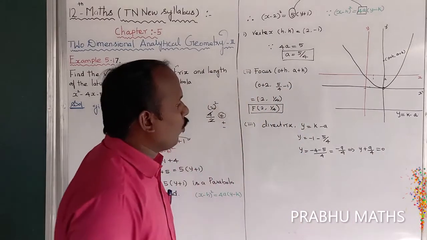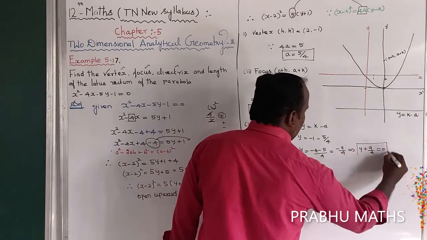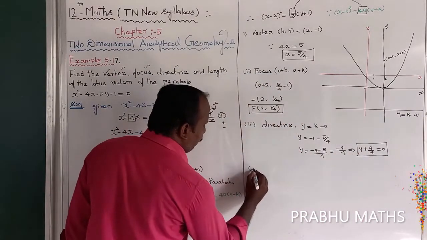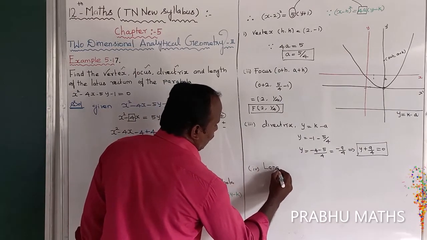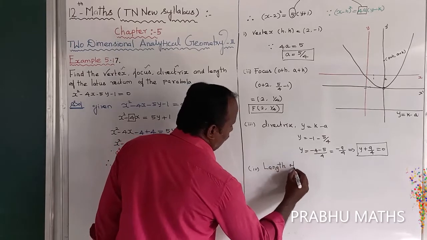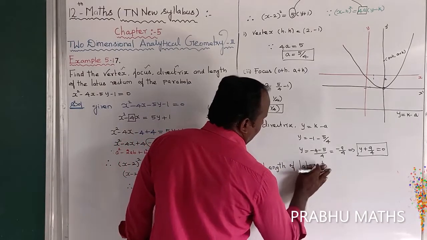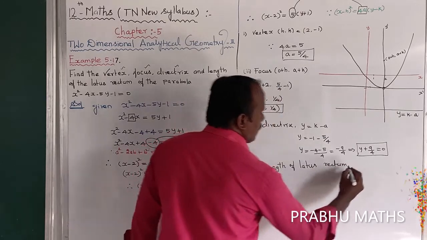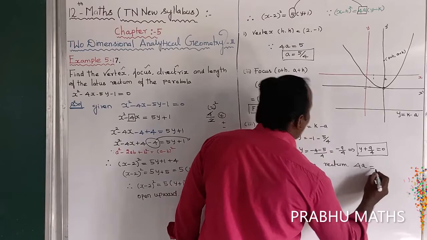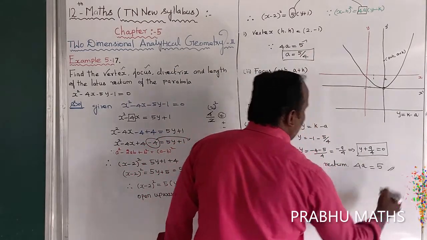This is called 4y plus 9 is equal to 0. That is the directrix. The fourth one is the length of latus rectum. The length of latus rectum is generally 4a. So 4a is equal to 5.